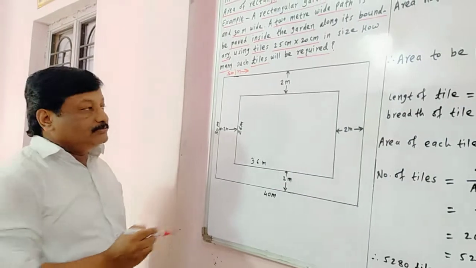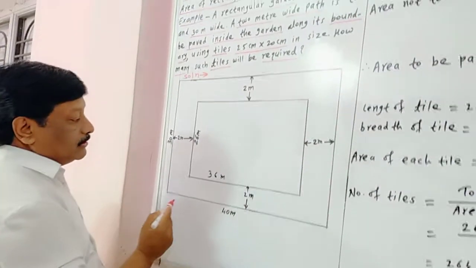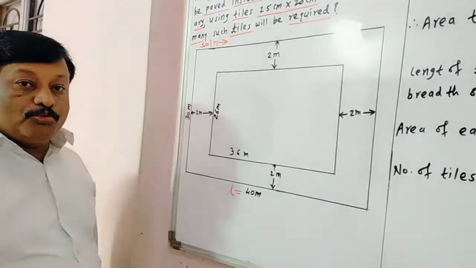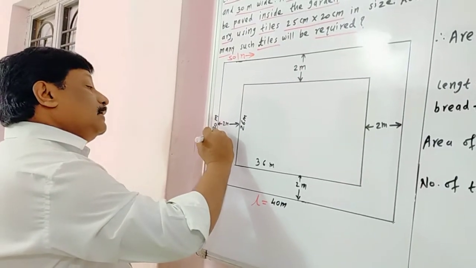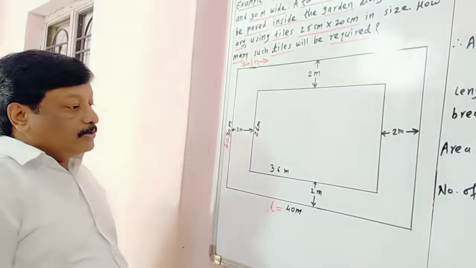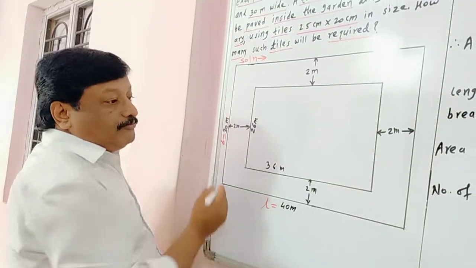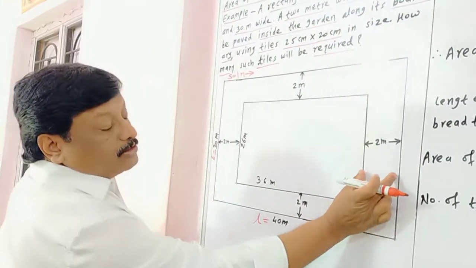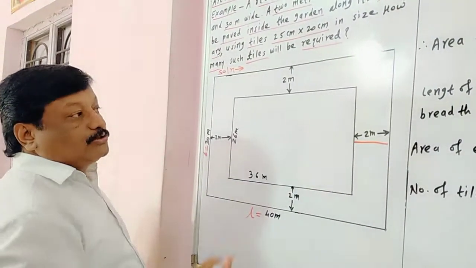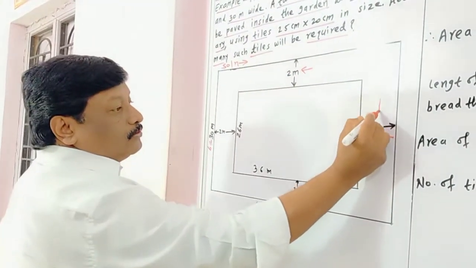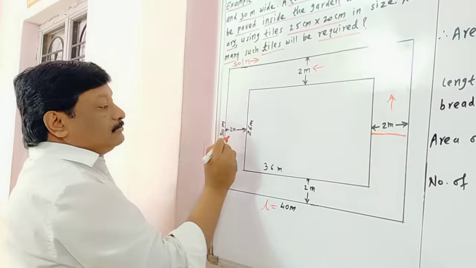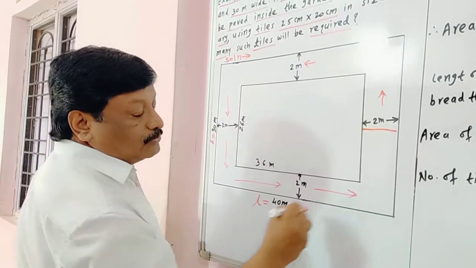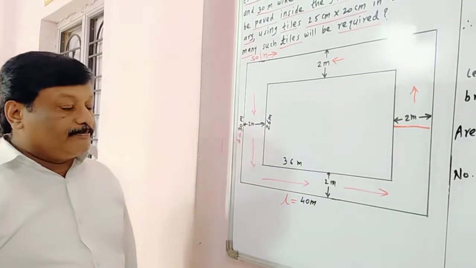now here is a figure. This outside border is showing garden. Now length of the garden is 40 meter and breadth of the garden is 30 meter. Now along its boundary we have to make here one path with paving blocks. Now width of the path is 2 meter here, 2 meter here, everywhere it is 2 meter, this side also. So width of the path is 2 meter.